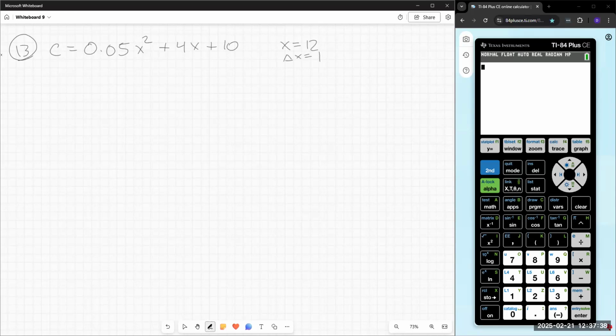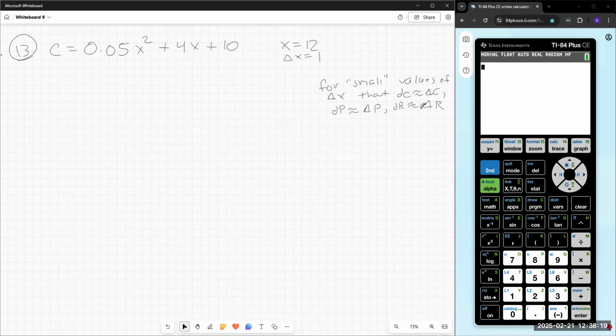So what we're going to do is we're going to use the idea that for small values of delta x, dc is approximately delta c, dp is approximately delta p, dr is approximately delta r.